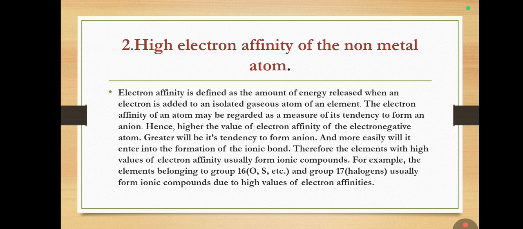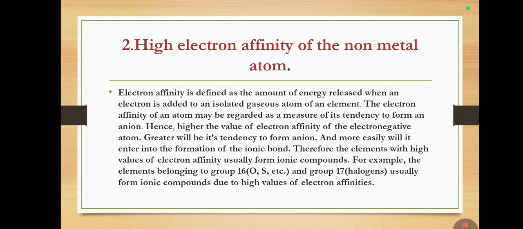Second one, high electron affinity of the non-metal atom. Electron affinity is defined as the amount of energy released when an electron is added to an isolated gaseous atom of an element. The electron affinity of an element may be regarded as a measure of its tendency to form an anion. Hence, the higher the value of electron affinity of the electronegative atom, the greater will be its tendency to form an anion and the more easily it will enter into the formation of the ionic bond.